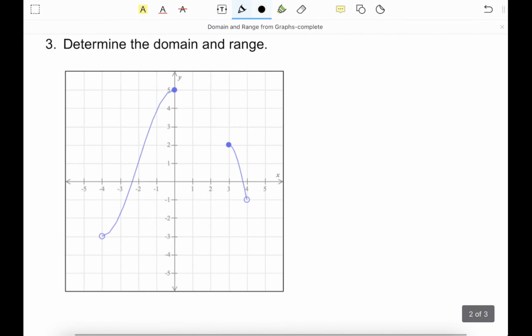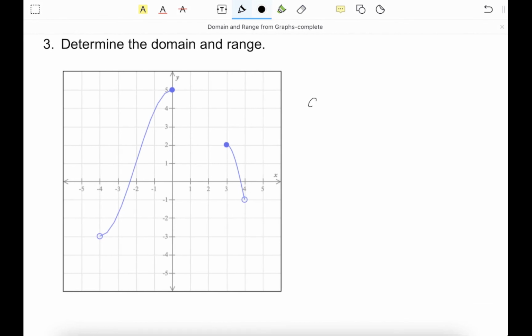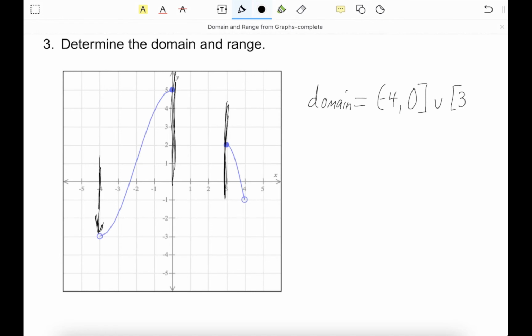Here's the domain and range of a piecewise function. The domain in this case will be split. It goes from -4, not including -4, up to 0 here. It includes 0. It then has a gap in the domain, and it then starts back up at 3 and goes to 4, but 4 is not included.